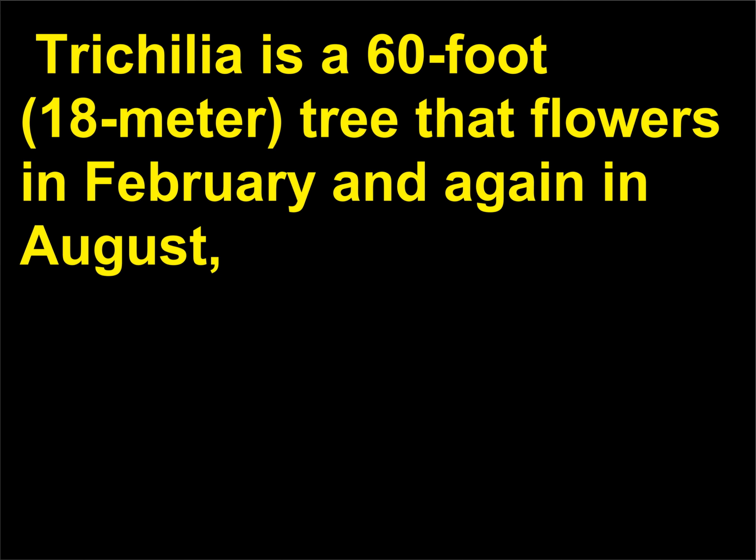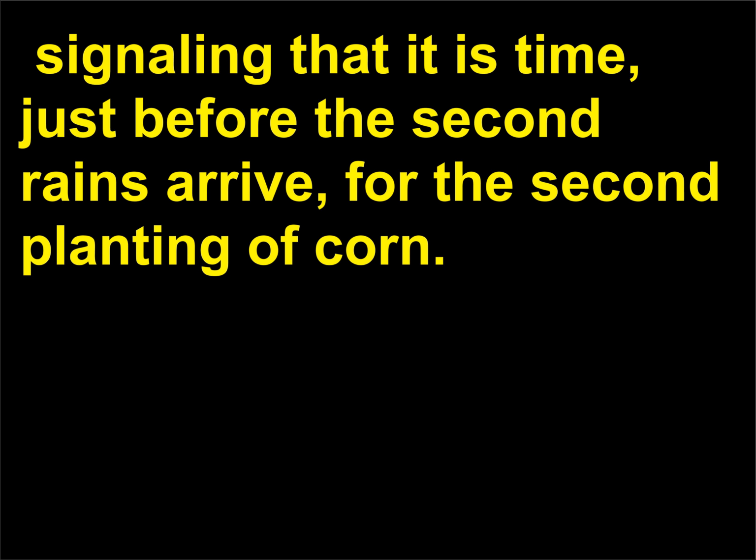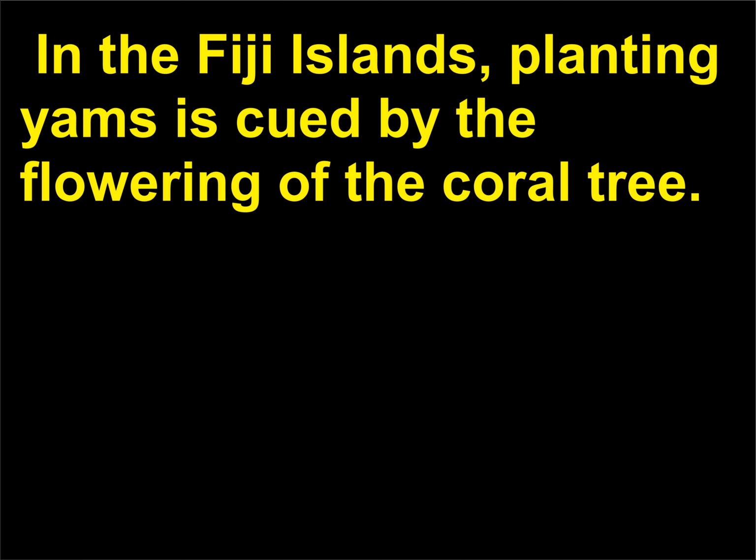Trichilia is a 60-foot, 18-meter, tree that flowers in February and again in August, signaling that it is time, just before the second rains arrive, for the second planting of corn. In the Fiji Islands, planting yams is cued by the flowering of the coral tree.